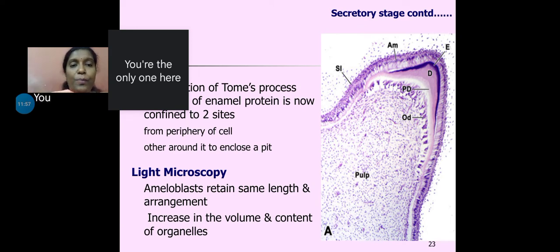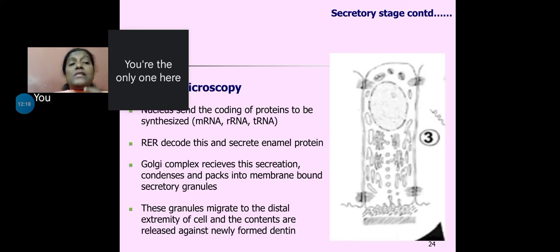Light microscopically, you see ameloblasts are tall columnar cells, as they were in the previous organizing stage; they retain the same form. There is reversal of polarity, a hypochromatic nucleus, and subnuclear halo formation. All these things will be present. There is an increase in volume and content of organelles, because it's a secreting cell, there is continuous increase of cellular organelles.